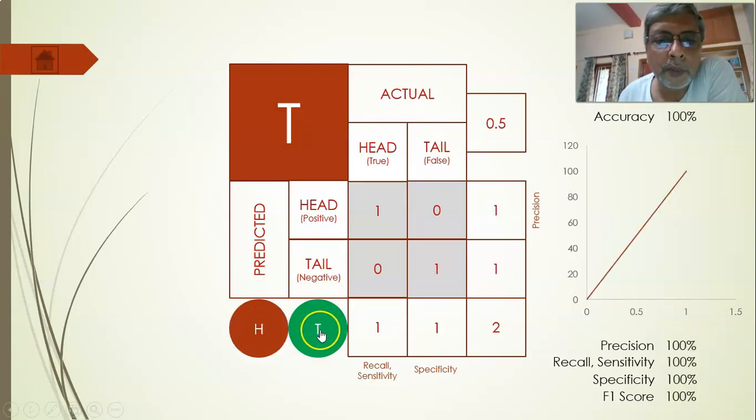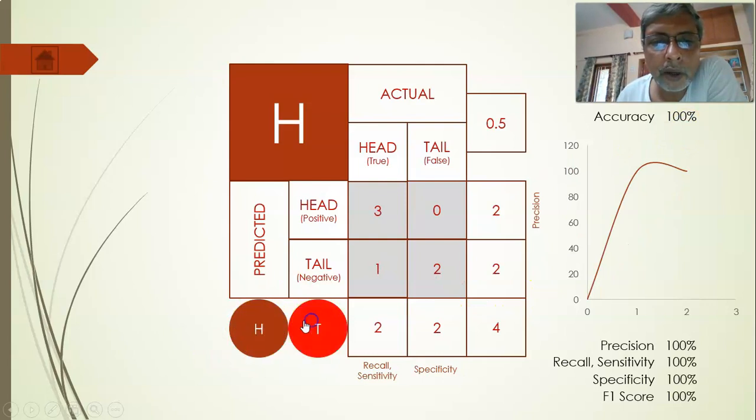So I predicted, I told tail, and the actual tail has occurred, so it's a match, so it is green, and the accuracy is 10% because out of two tosses, one was actually head and I predicted head, one was actually tail and I predicted tail. So accuracy is 10%. So I'll be tossing. Till now the accuracy is 10%.